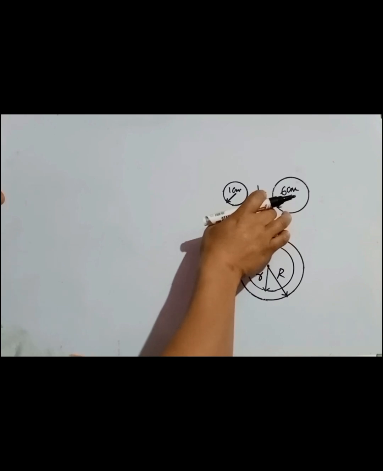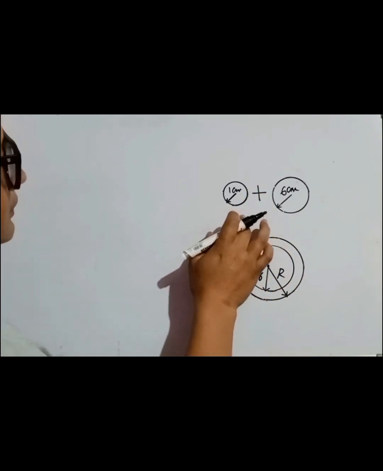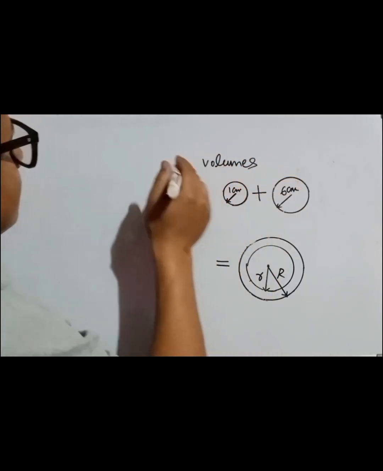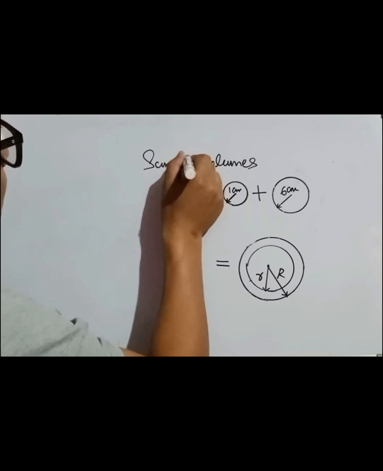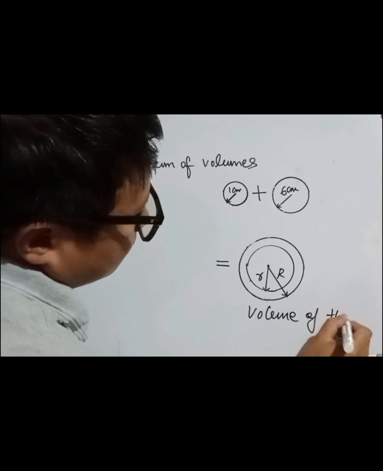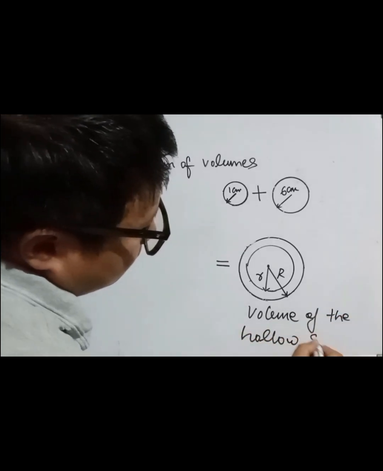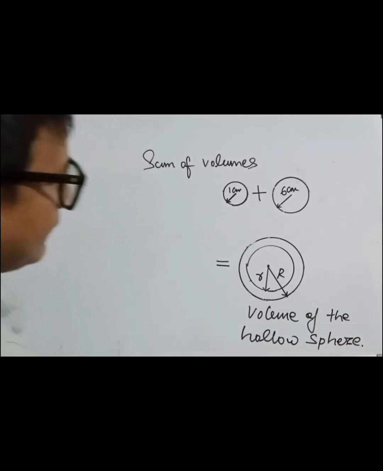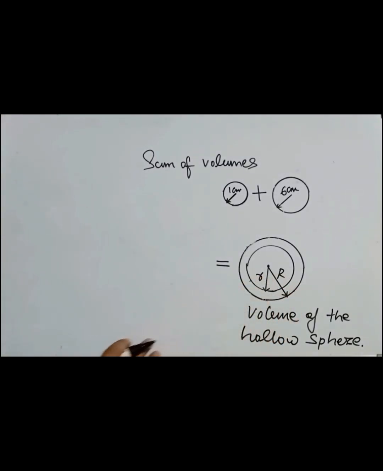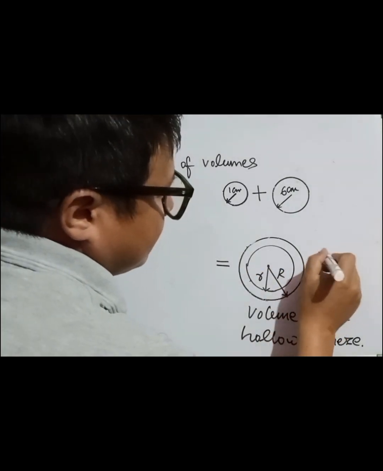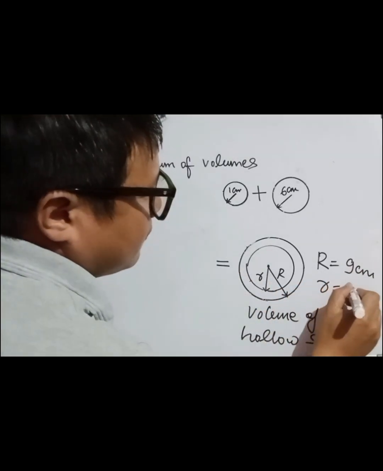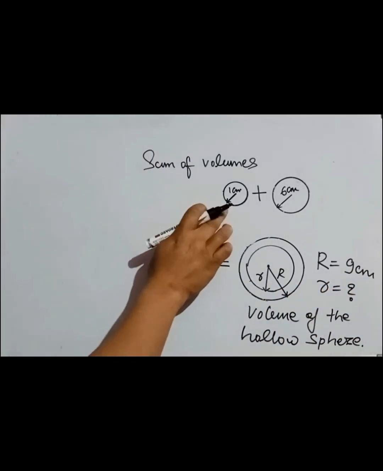Here the sum of the volumes of these two spheres is equal to the volume of this hollow sphere. We have to add the volumes of these two given spheres, and this will be equal to the volume of the hollow sphere. It is given in the question that the outer radius capital R of this hollow sphere is 9 centimeter. And we have to find the inner radius of this hollow sphere, which is small r.